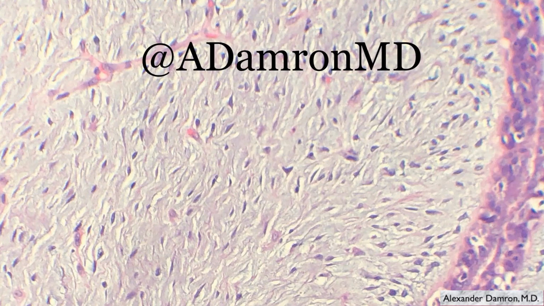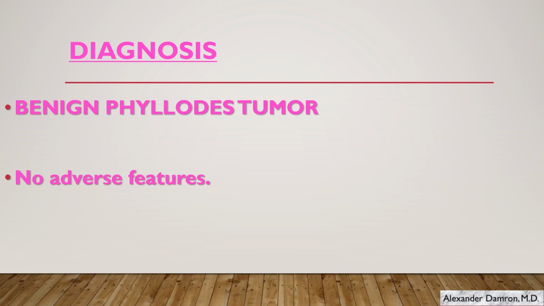And again, looking at higher power, you can see that the stromal cells themselves, they're not atypical, right? There's no real mitoses. It does have a little bit of a myxoid stroma, but again, nothing concerning here in the sense of could this be borderline or could this be malignant? Nothing concerning in those regards, but with that leaf-like architecture, the subepithelial condensation, and the microlobulated borders, this is enough to diagnose a benign phyllodes tumor without any adverse features.